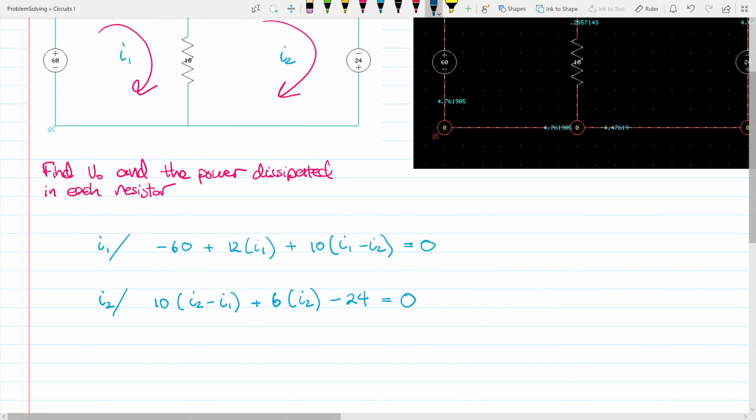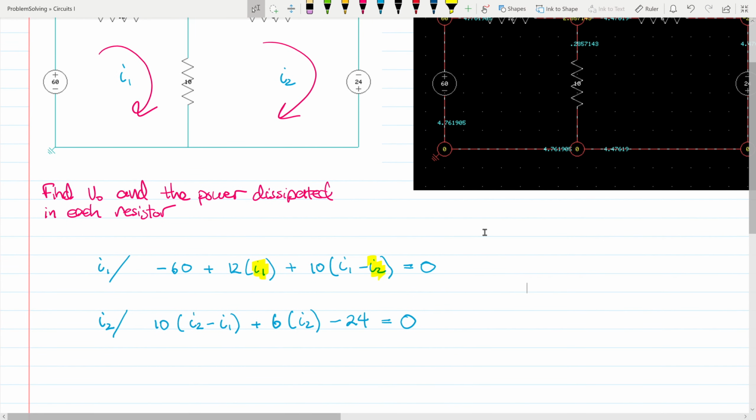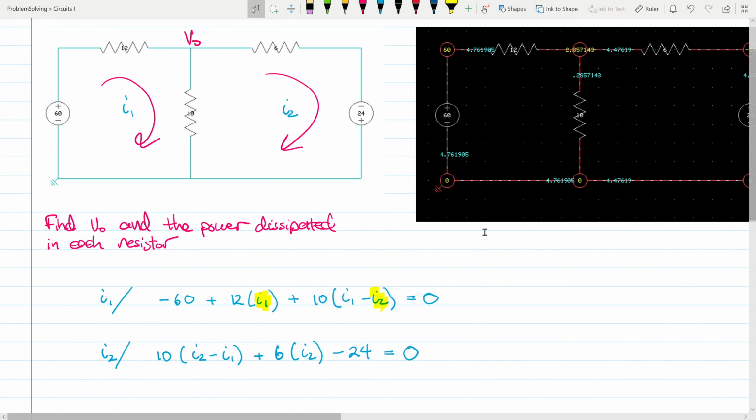Anyway, now we have two equations. Let's tally up the unknowns. It's I1 and I2. I'm not going to highlight this again because we already highlighted that. Same thing down here. All these have been highlighted once already. So there are two equations, two unknowns. This can be solved in MATLAB, Python, your favorite program, and you'll figure out what I1 and I2 are. So now let's write an expression for V naught.